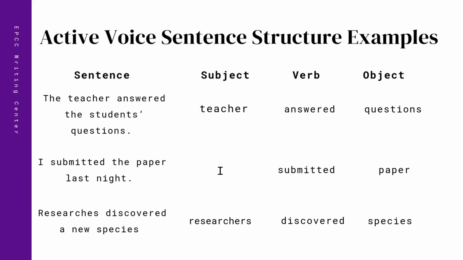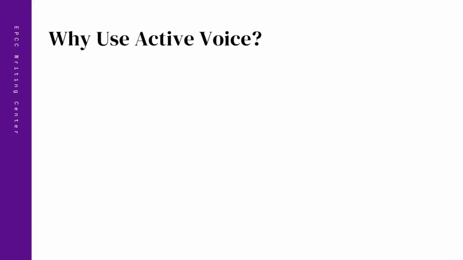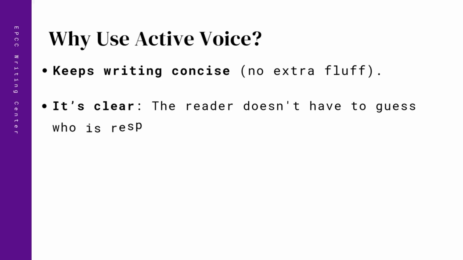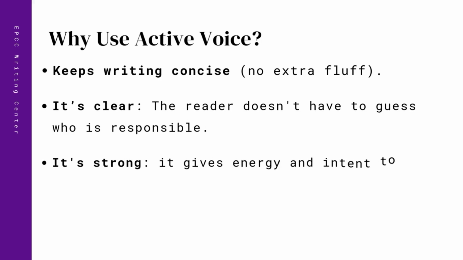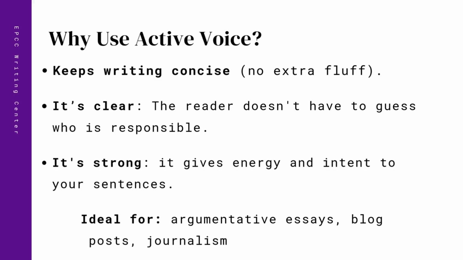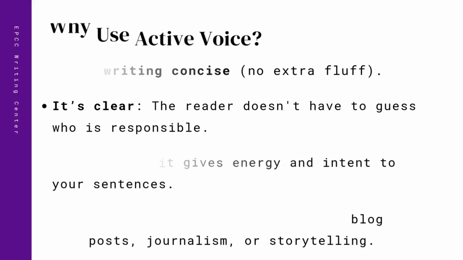That's the beauty of active voice. It makes things easy to follow. And this structure does a few key things for your writing. It's concise, no extra words, no fluff. It's clear, the reader doesn't have to guess who's responsible for what. And it's strong. It gives energy and intention to your sentences. Active voice is especially powerful in argumentative essays, blog posts, journalism, or storytelling. Any kind of writing where you want your reader to stay engaged and understand your point without confusion.